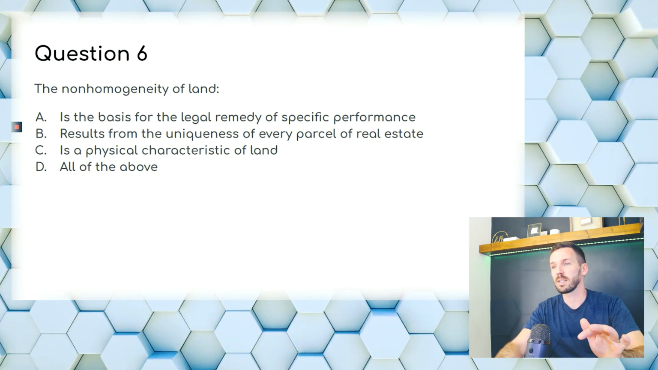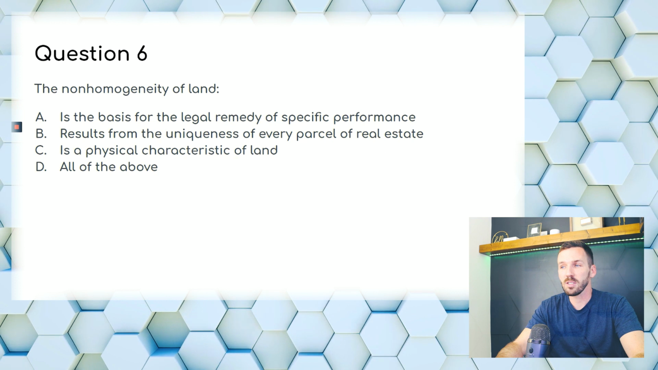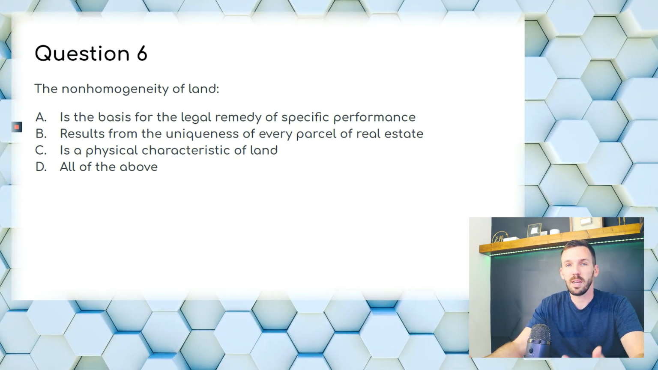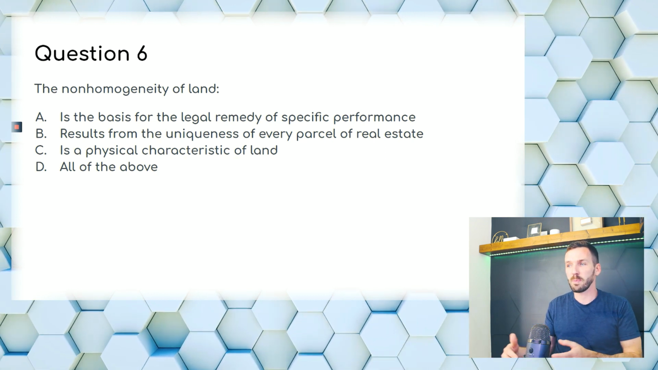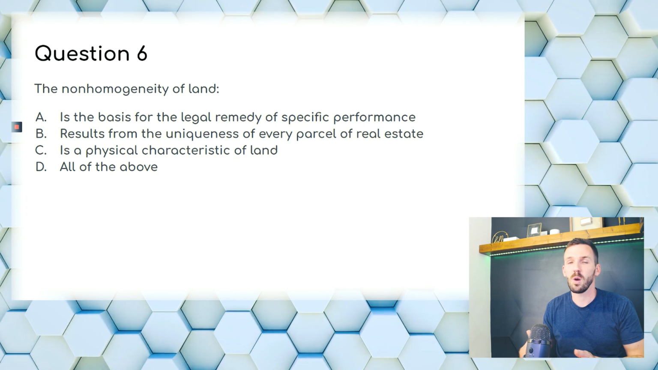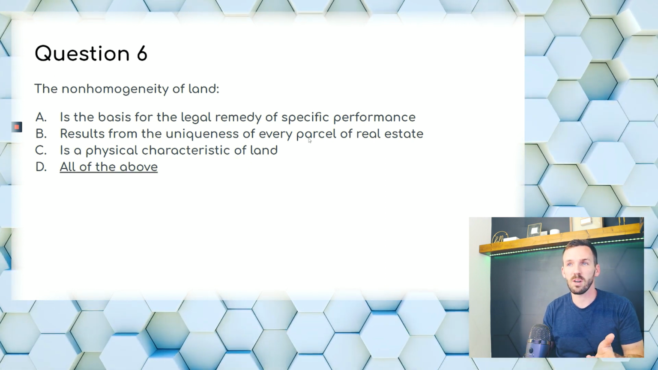So B is correct. No two properties being alike is also a physical characteristic, so C is also correct. Then, because of uniqueness, you can sue a seller for not performing the contract in a remedy called specific performance. So the answer here is D. All of these are correct.